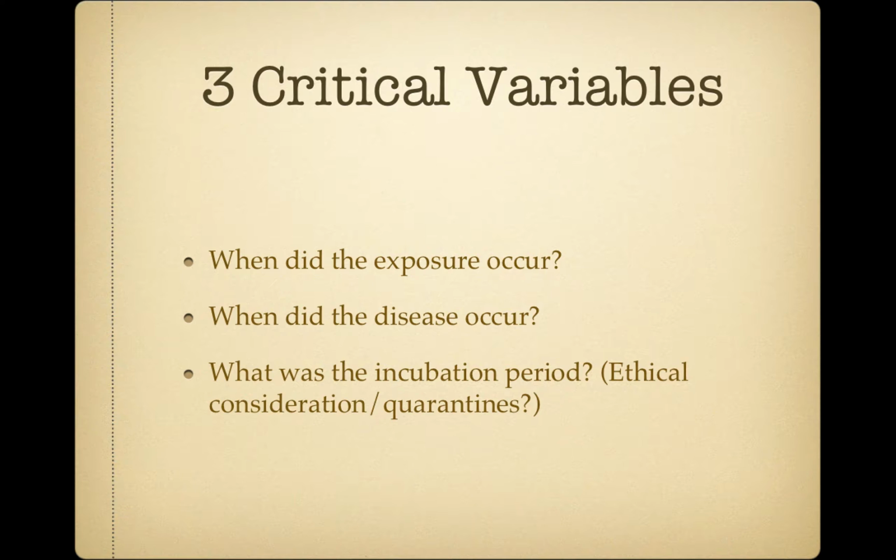These are three critical variables when we're doing epidemiological investigations. When did the exposure occur? When did the disease occur? Because we want to know what the incubation period is: how long did it take between the exposure and the first symptoms of the disease? If somebody is exposed, we want to know if we need to quarantine those people. And obviously, there are all types of ethical considerations when you're talking about quarantines. They talk about this in the book, which is why I threw this in here.